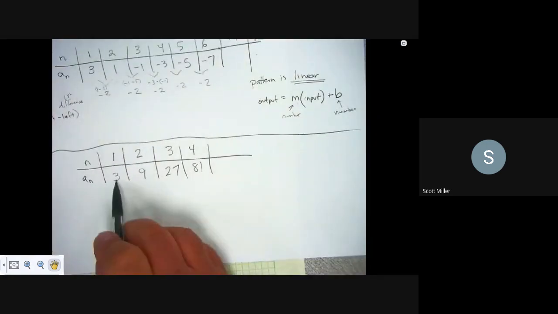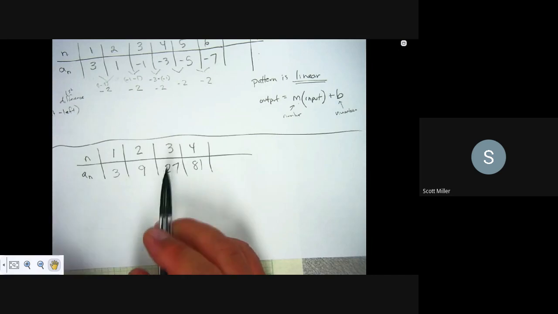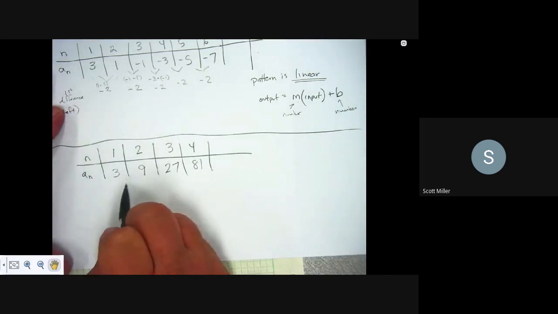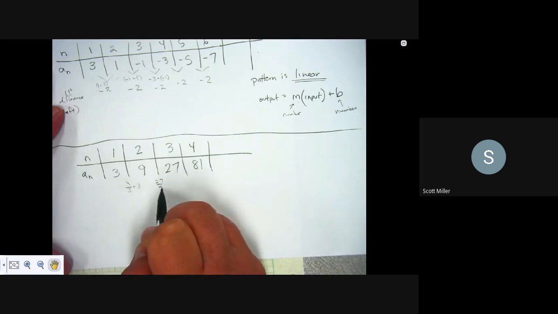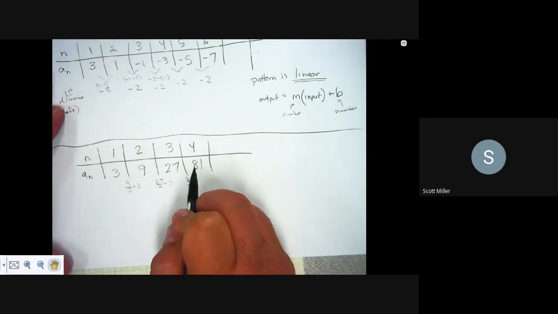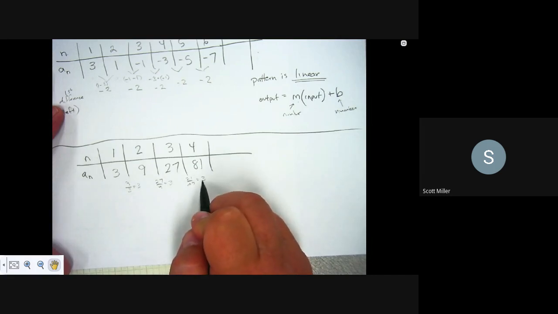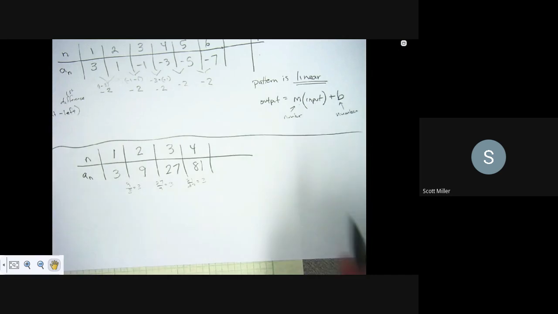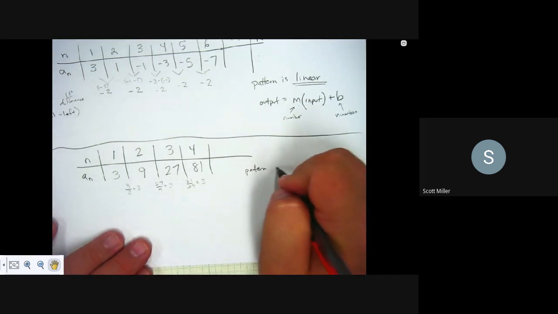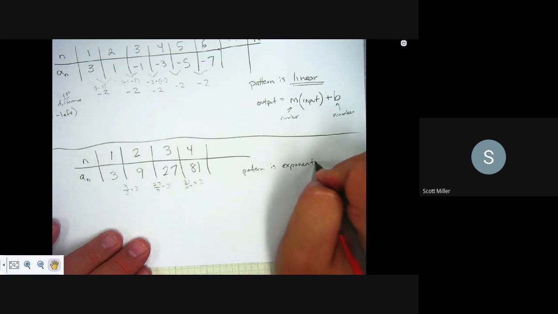But I noticed something interesting. This is 3. This is like a timesing by 3. So look at it this way. If I take 9 divided by 3, I get 3. If I take 27 divided by 9, I get 3. If I take 81 divided by 27, see, I'm dividing the two consecutive terms, right? I get 3 again. This kind of a pattern describes what's called exponential. That's exponential in nature.